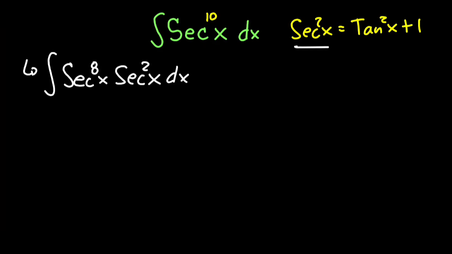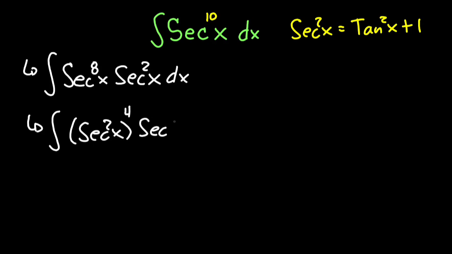Since what we have here is a secant squared of x, put this in a secant squared of x form, which would be secant squared of x. 8 divided by 2 would be 4, multiplied by secant squared of x dx. Now that we have that, we can now transform it.